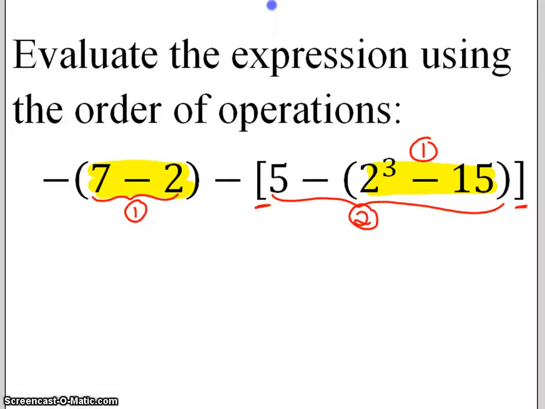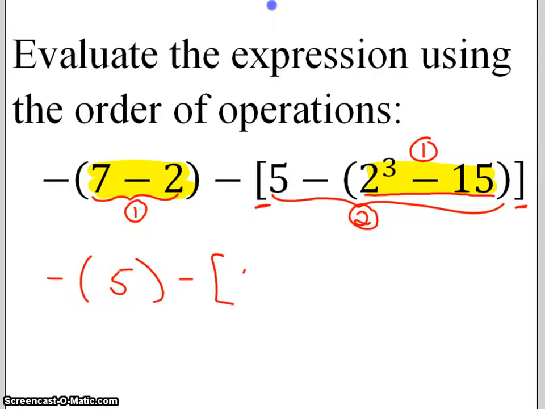Okay, so let's get a head start here. Well, first, simplifying within the parentheses. Now, in this set of parentheses here that was just underlined, we have a 2 cubed. That needs to be done first, because we do exponents first. So let's keep the minus sign out here. Let's evaluate 7 minus 2. That's 5. And then the minus.